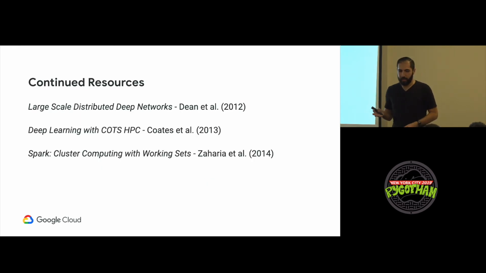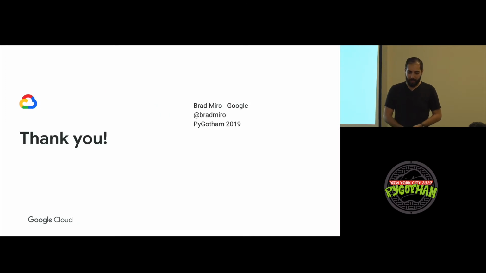If you're interested in learning more, here are a couple of interesting papers that I read to prepare this talk. The first one is Large Scale Distributed Deep Networks. That's by Jeff Dean's team, and this is what introduced the DistBelief network. We then have Deep Learning with COTS HPC, which I believe stands for Commodity Off-The-Shelf High Performance Computing. That's Coates et al. And then the Apache Spark paper, I think, is also really interesting: Spark: Cluster Computing with Working Sets, by Matei Zaharia et al. in 2014.